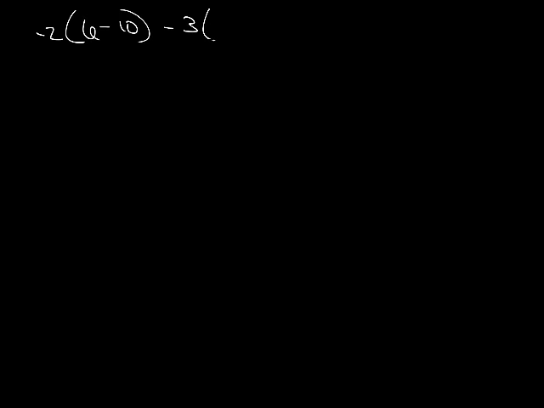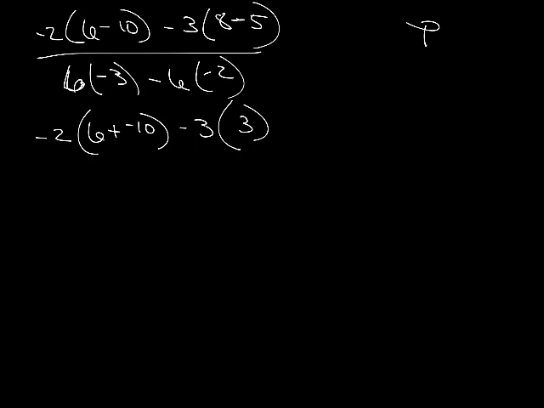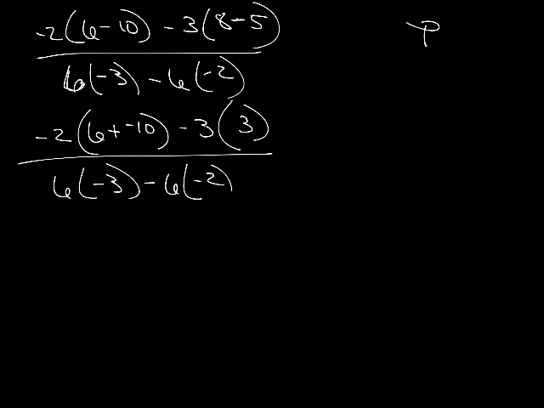And I really encourage you, I can't make you do it, but I can sure encourage you to do one step at a time instead of trying to do a bunch of things in your head and making a mistake. I've been doing this for years and I still write everything out because I will make a mistake. PEMDAS says we do everything in the parentheses first. So let's look at the top, and I'm going to write this as 6 plus negative 10 minus 3. 8 minus 5 is 3 over 6 times negative 3 minus 6 times negative 2. I'm not going to multiply until I get all my parentheses done.